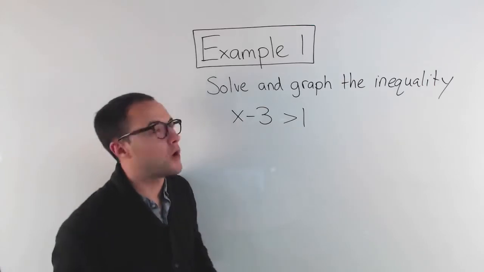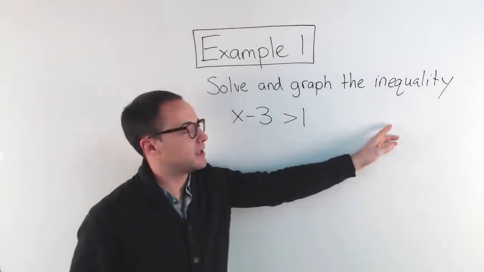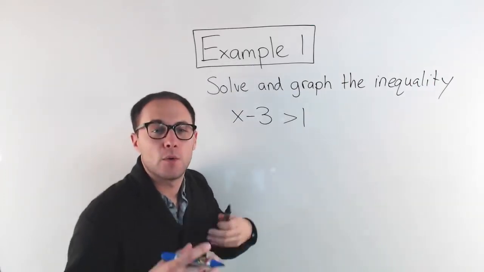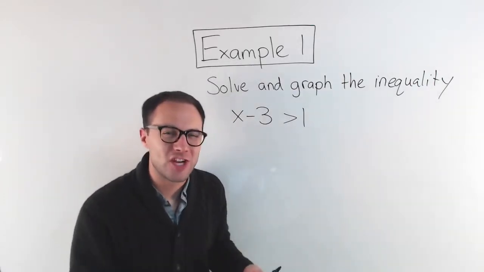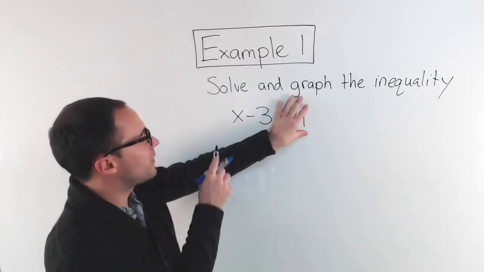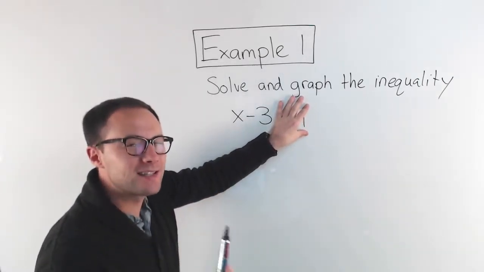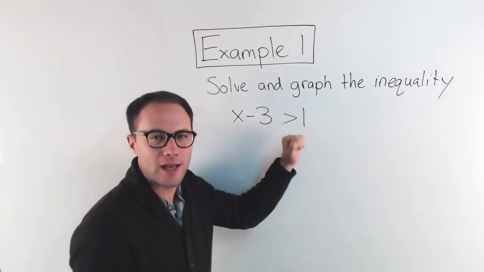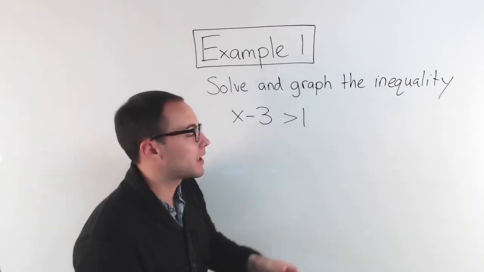Here we go with example 1. Solve and graph the inequality. We have x minus 3 is greater than 1. When solving inequalities, it's just like solving equations. The whole goal is to get that variable alone. We want to isolate the variable, where we have the variable on one side and whatever else on the other. Okay?